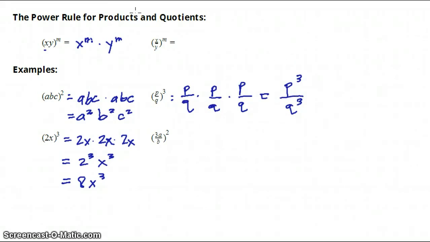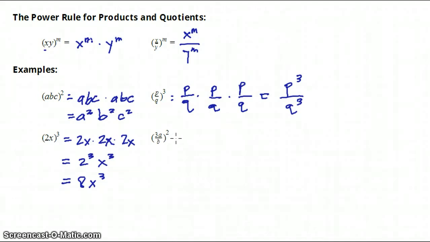So the general form here for the power rule for quotients, if I have x over y raised to the m power, that's going to be x to the m over y to the m. Okay, so let's look at another example here. This time I have a little bit more complex problem. I've actually got a quotient, 3a over b, that has a product in the numerator, or in the top part of the quotient.